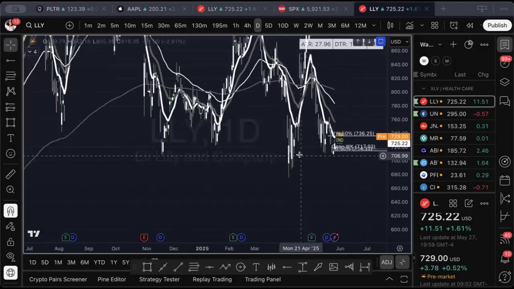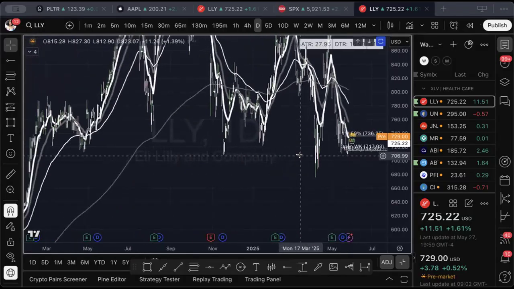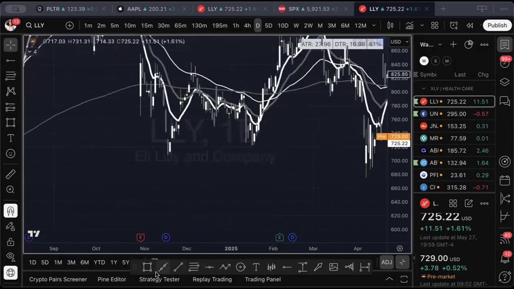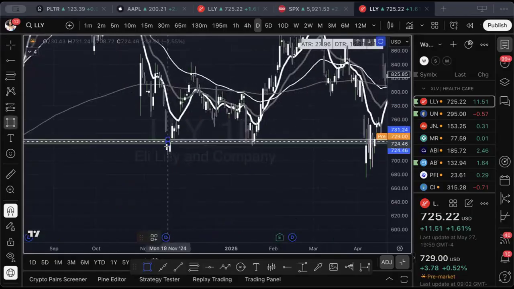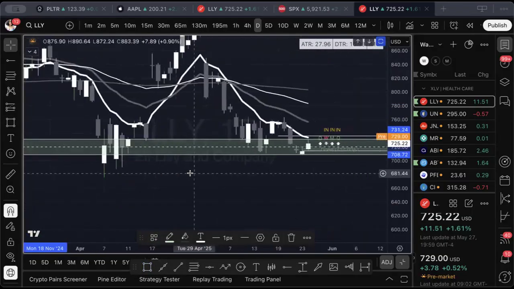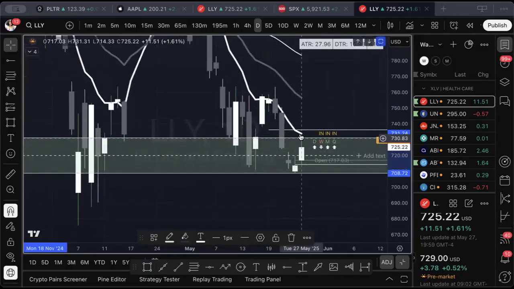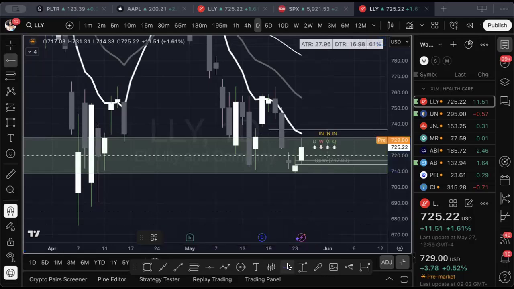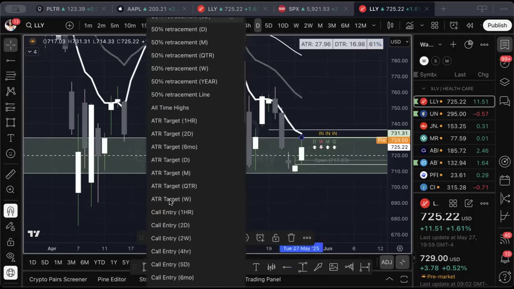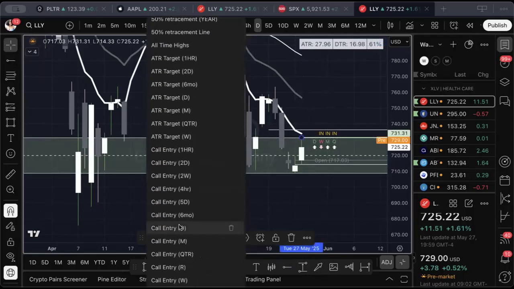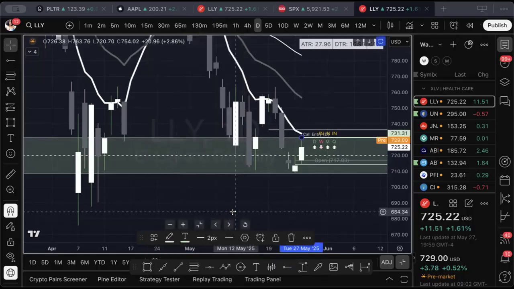As I squeeze my chart in, I can see a very obvious demand area that we're operating from. Lily, in my opinion, looks like it wants to start to move to the upside. Now, we do need to claim above this moving average right here, which is my 21 moving average. But so far, Lily looks pretty decent to the upside. So let's go ahead and chart this thing out. If we do break for calls, this will be our call entry at 731.31.